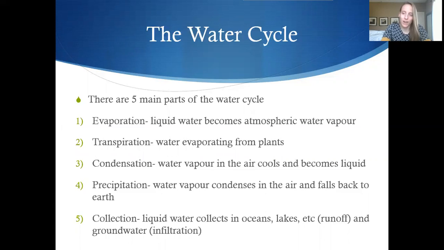Collection includes runoff, where water is coming together and running across the surface of the Earth. So like after rainfall, for instance, water will run across the surface until it drains into a larger body of water. And it also includes infiltration, which is the movement of water underground.